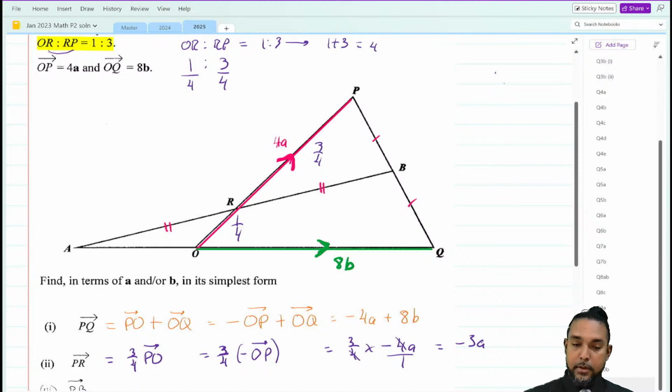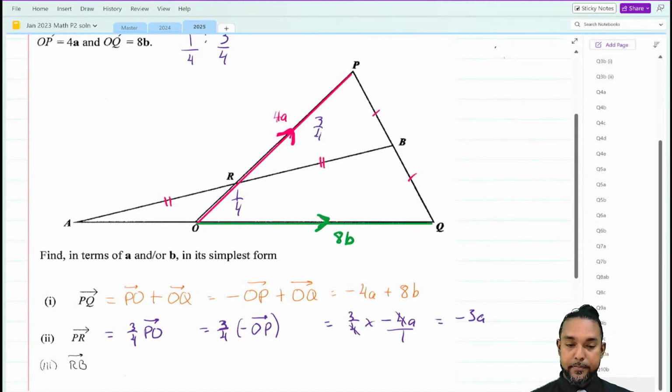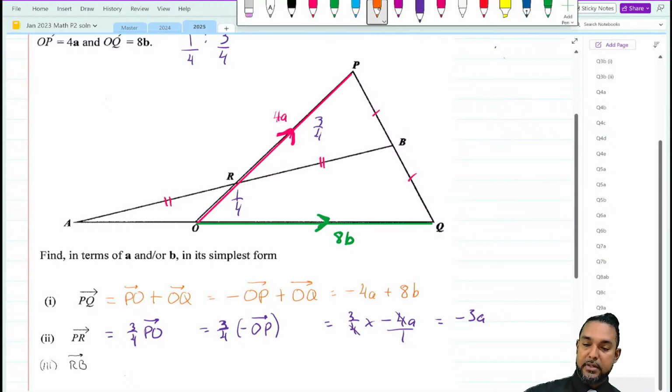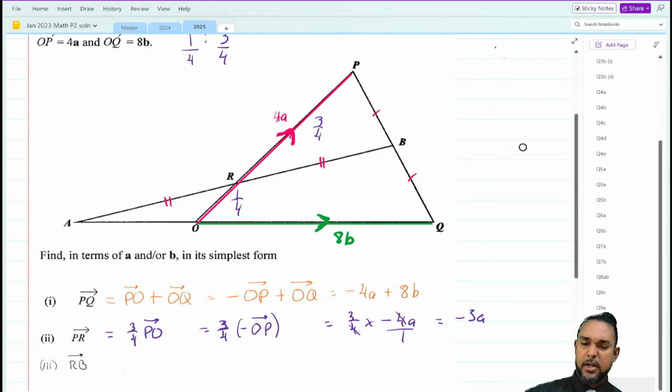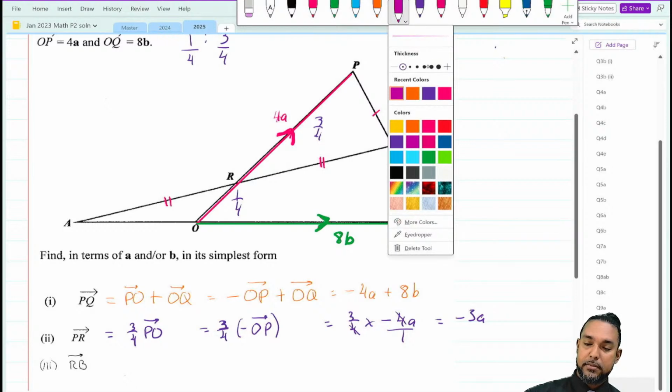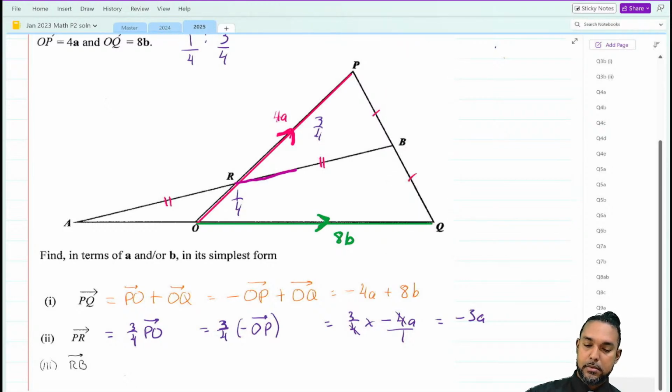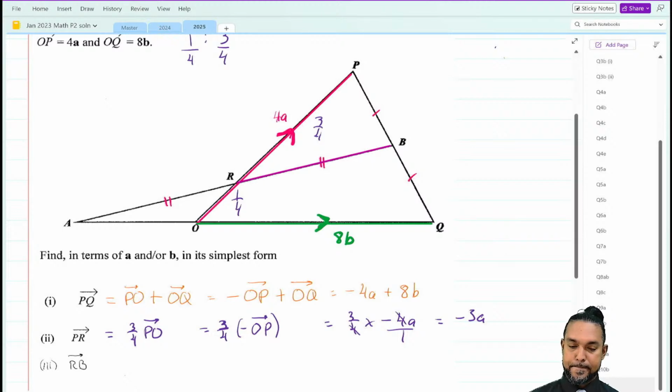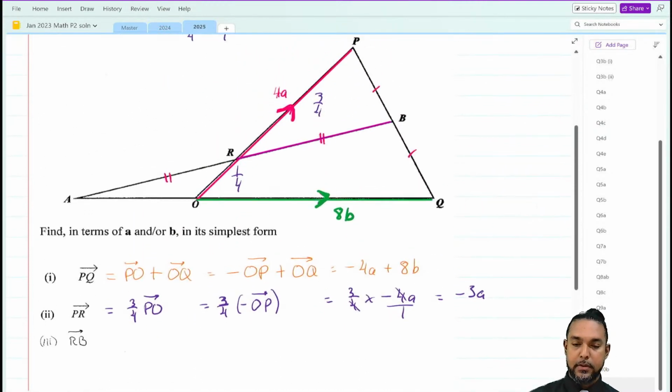All right, cool. The last part I want is RB. So RB, let's put that in an orange, shall we? We can't do orange, we used it before. Crap. All right, so we have to do a different color. Maybe purple. RB, yeah, RB. All right, cool.